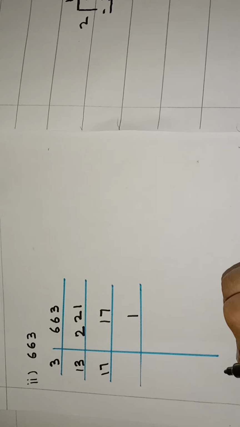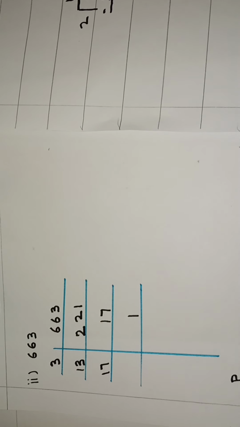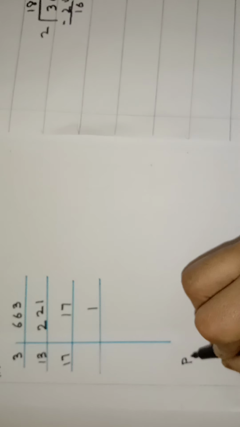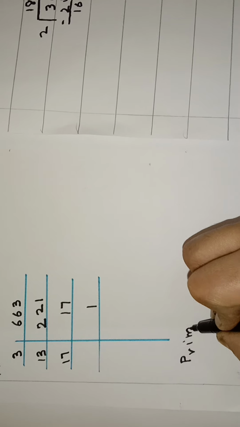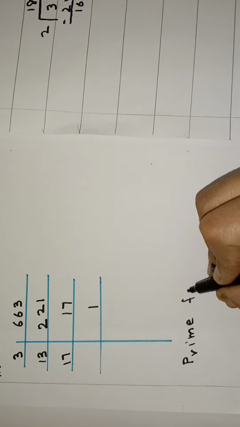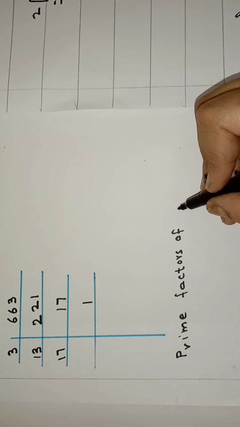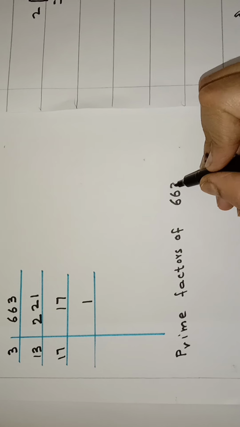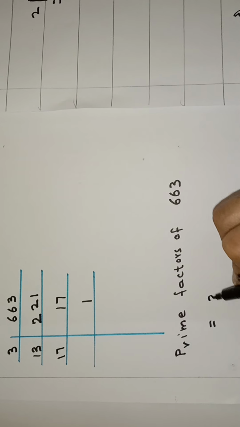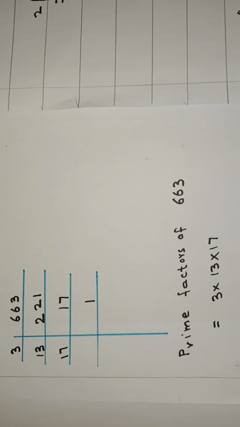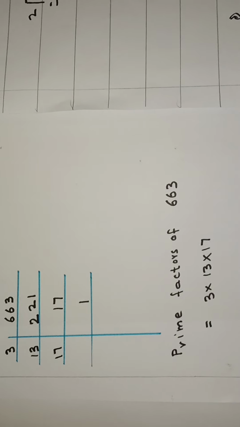Again you will write prime factors of 663 is equal to 3 into 13 into 17. Let's see the last part. Only parts 1, 2, 3 of that question are included.